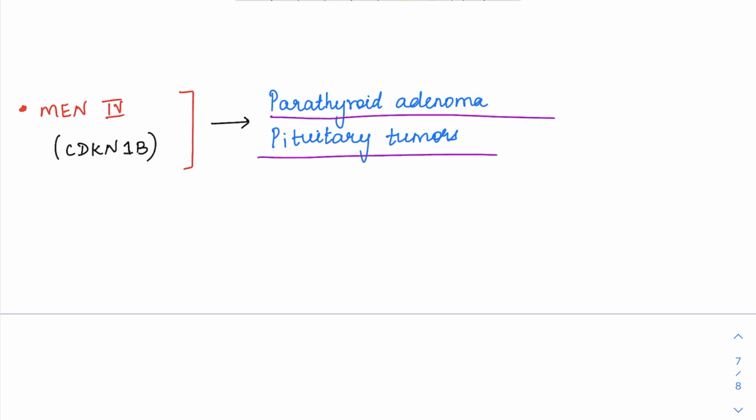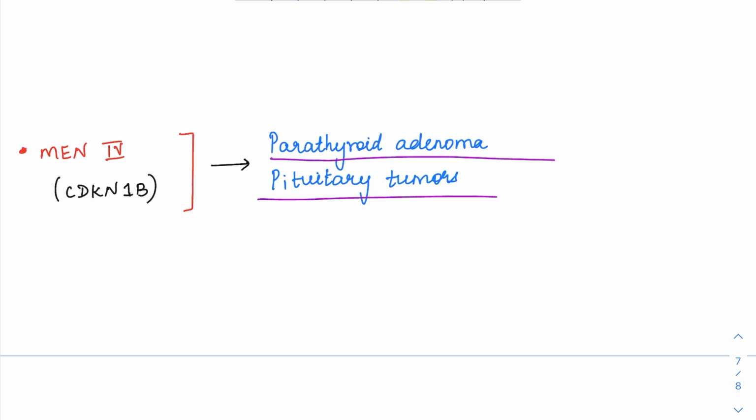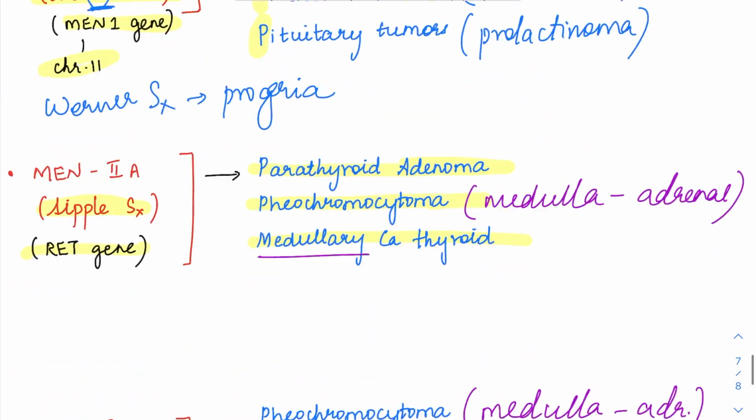like it will present with parathyroid adenoma and pituitary tumors, but here the mutation is different. That is why they had categorized it separately. So in MEN4 syndrome, the mutation is CDKN1B, and this also has been asked as an MCQ. So this table is very important.